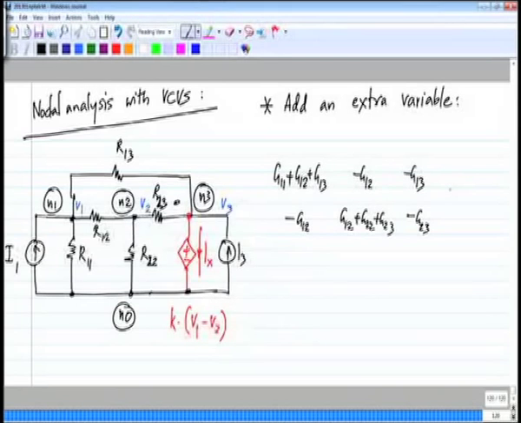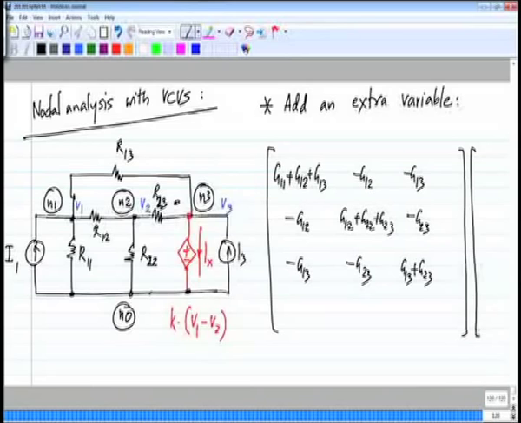And then at N3 we have to change it. So the equation at N3 would be minus G13 times V1, minus G23 times V2, and here we will have the sum of conductances, which is G13 and G23. But also the current flowing out includes Ix. So my variable vector includes Ix, and it's flowing away, so I have a plus 1 over here. And Ix doesn't appear in the node KCL equations for node 1 and 2, so I have 0 over there.